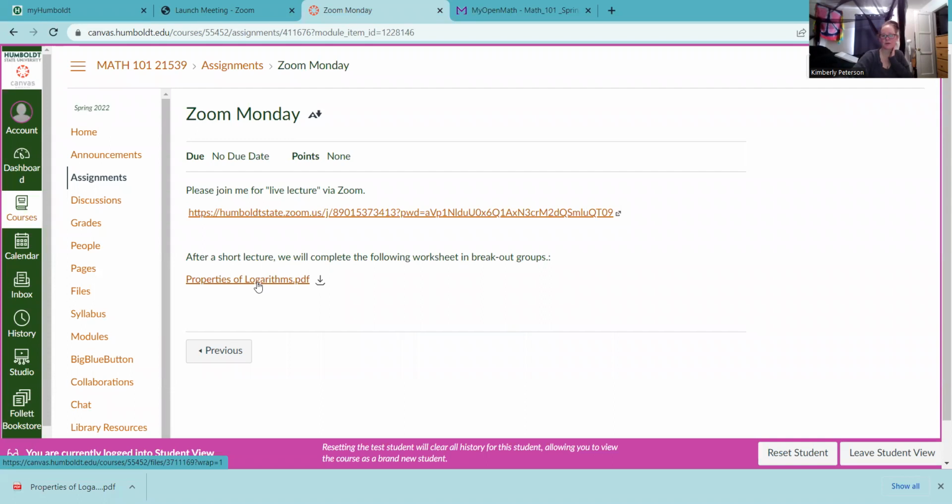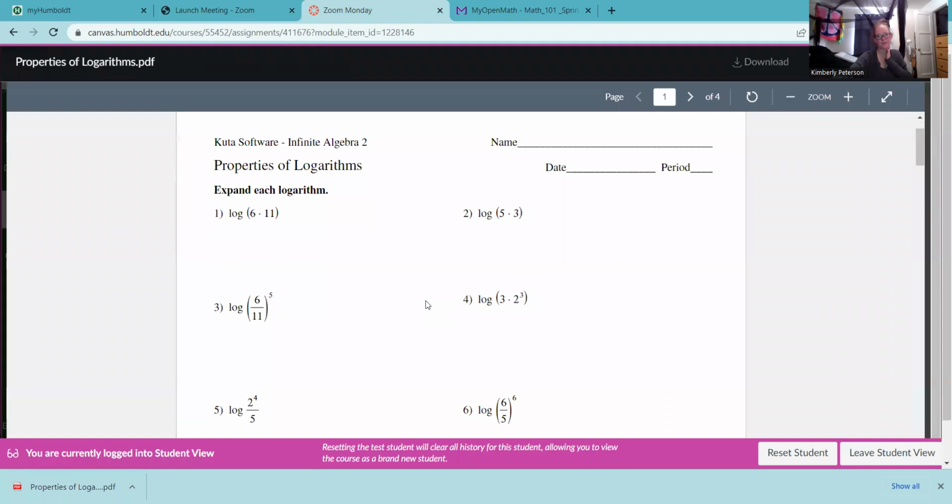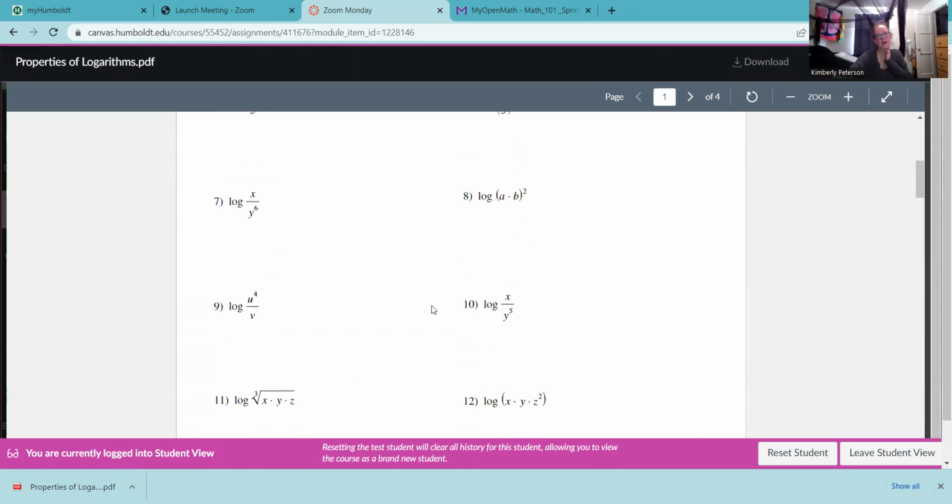So what I have planned is I'm going to give a short lecture. I'll do a couple of examples. And then I want you all to work on this activity. So here in a few moments, I'll put you into breakout groups and you can work through these problems. Let me go ahead and open it so that you know what it looks like. So properties of logarithms, we'll go through these properties, look at some examples, and then you'll work on these problems.